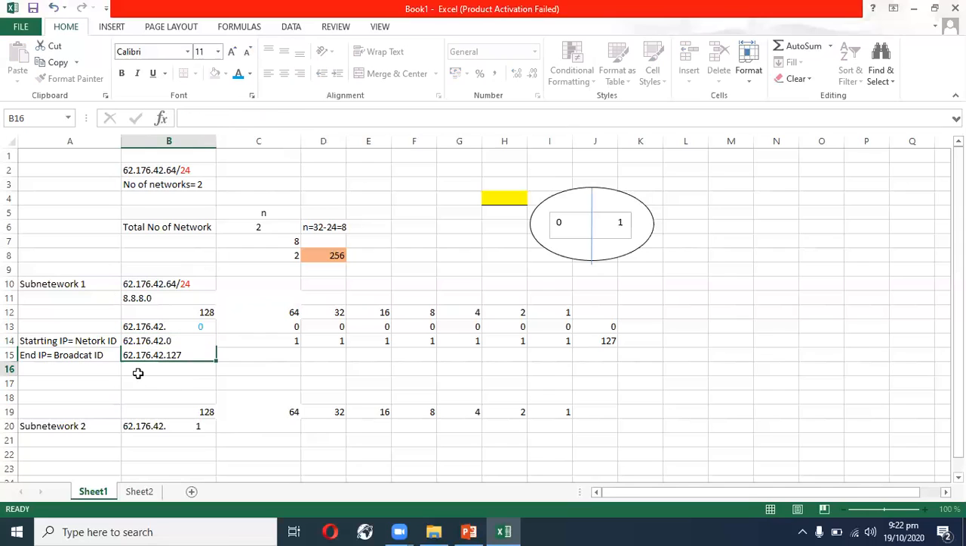Is 0 and the end IP is 127. So when we add these two, the number of networks we get from here is 128.